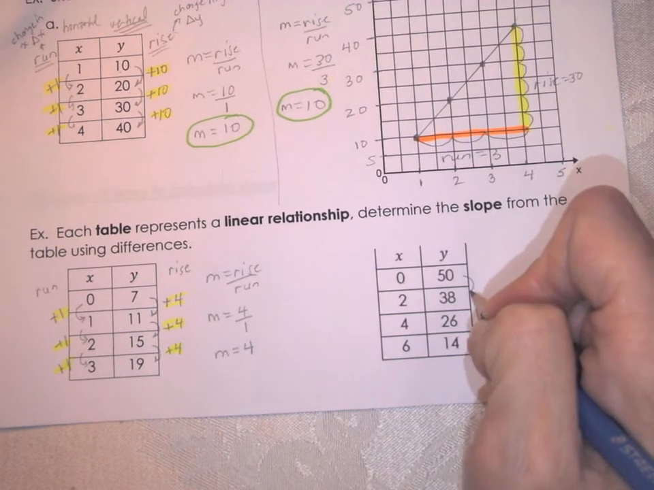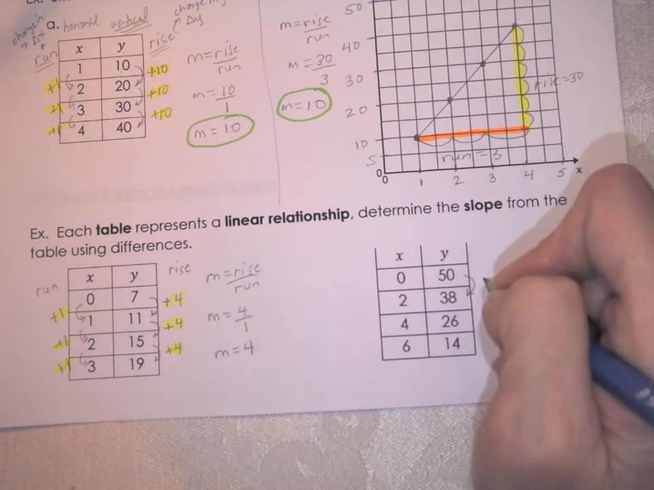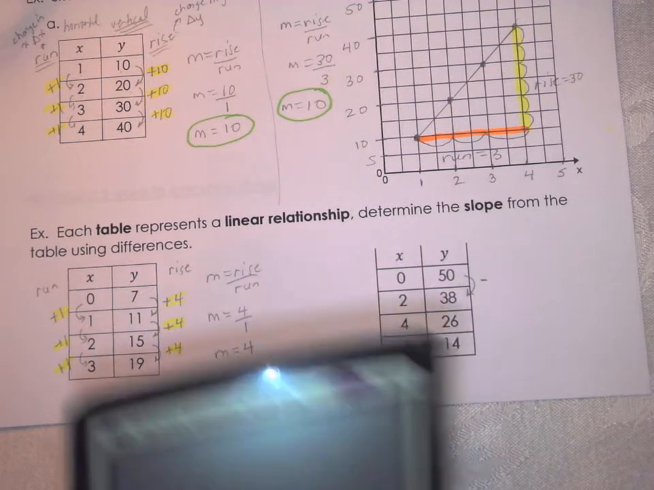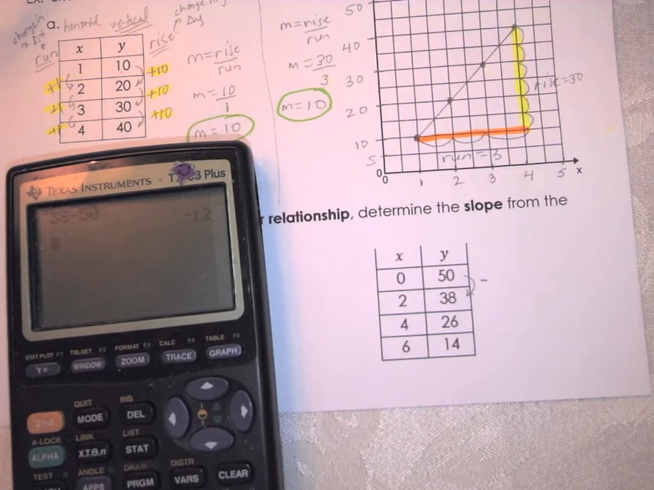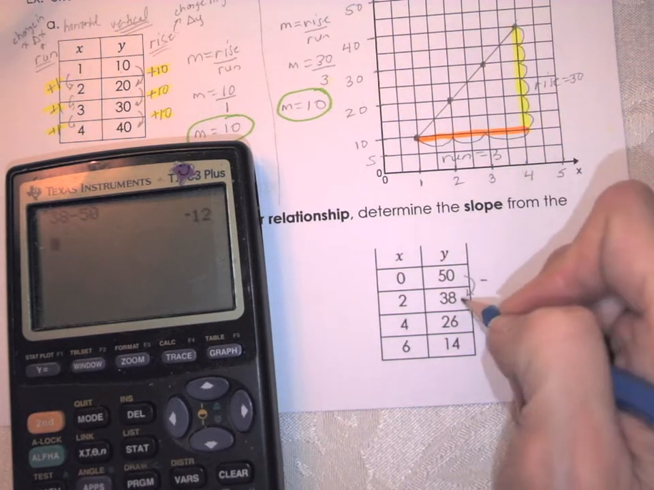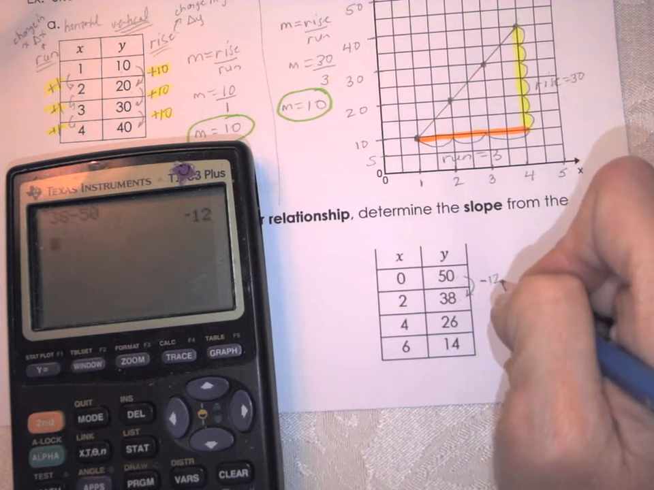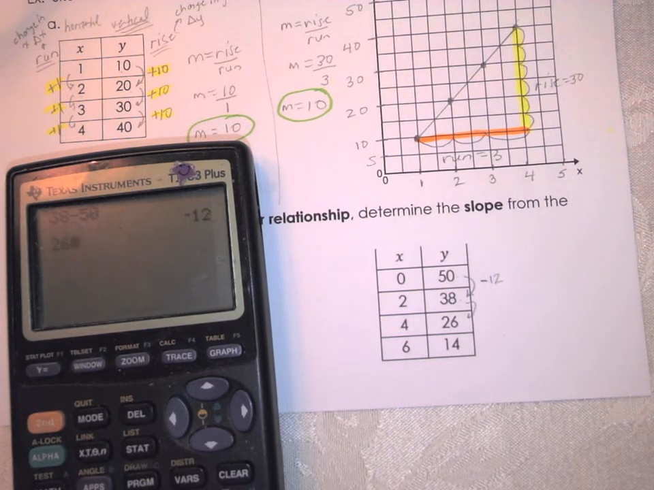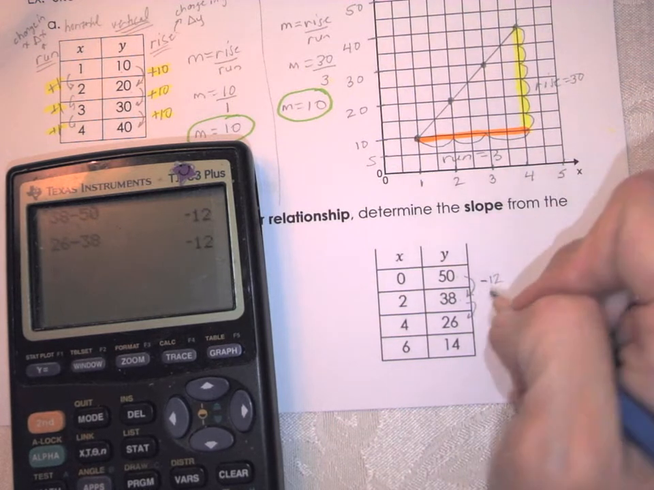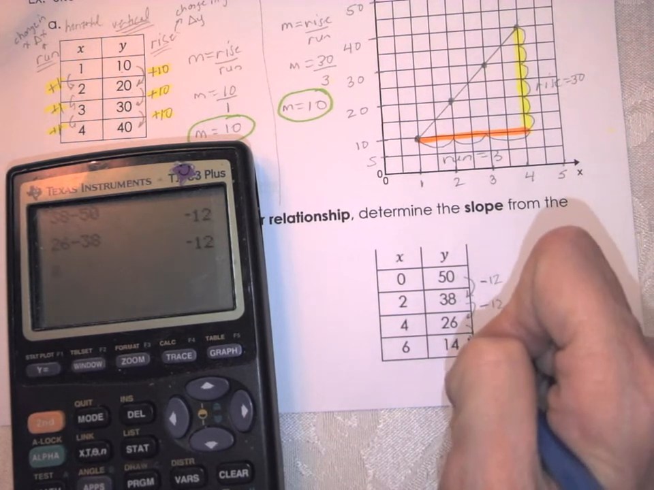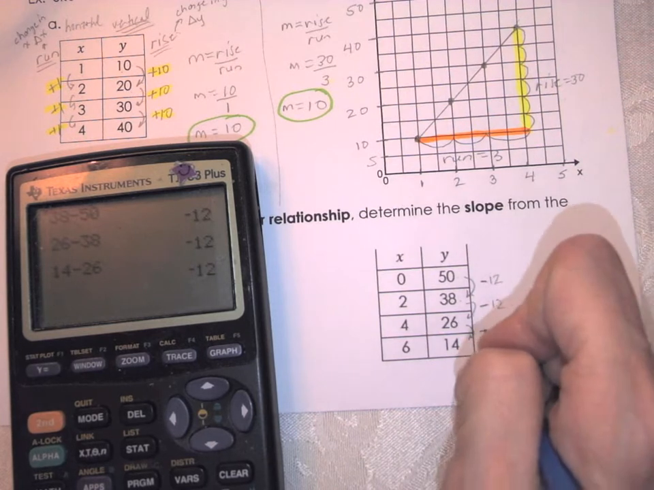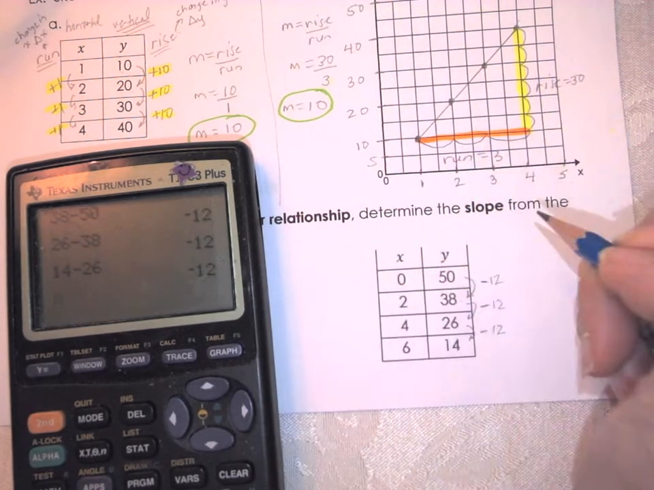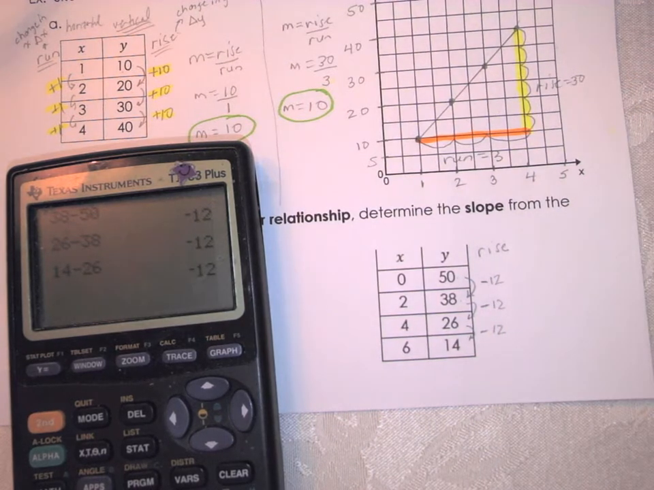Different analysis here. So to get from 50 to 38, we actually are going down. So if I'm not sure, I would do 38 subtract 50. So to find the rise, you always do the lower one, subtract the upper one, and this time we get negative 12. 26 subtract 38, negative 12 again. We're getting smaller. So this line, if we graphed it, would have a negative slope. 14 subtract 26 is negative 12 again. And then that's our rise, it's negative, so we're going to have a negative slope.